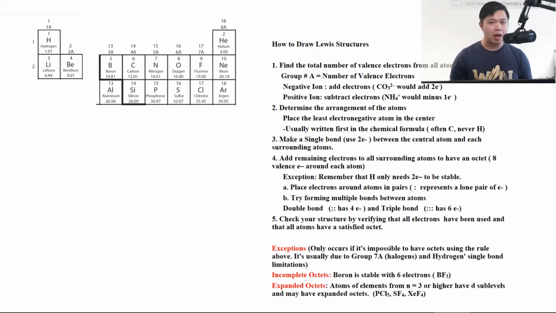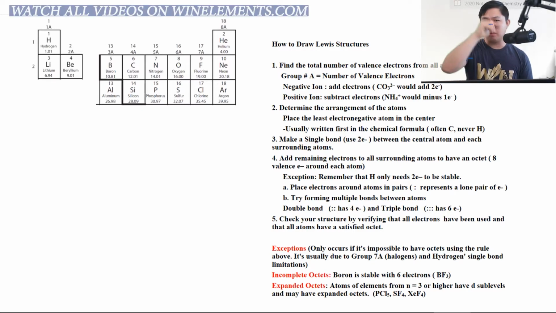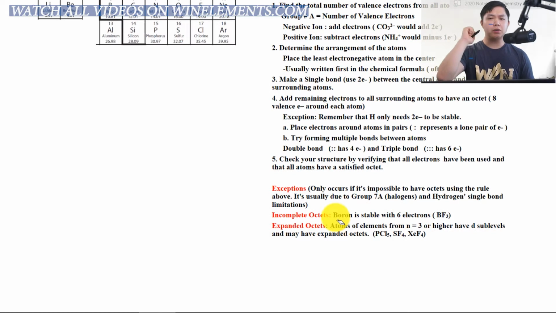And these exceptions happen because of the restriction of the surrounding atoms, especially the halogens and hydrogen. Because halogens only need one more electron to be stable, they're not going to be able to make a double bond or triple bond. They can only make a single bond. So again, the exception happens mainly because of the halogens on the surrounding atoms. So let's look at the two common exceptions.